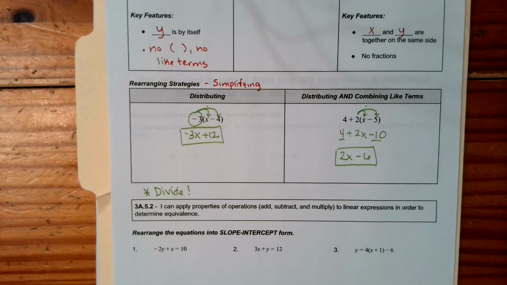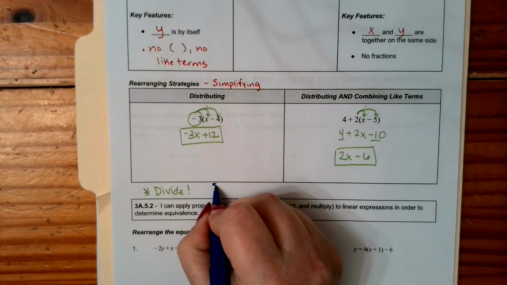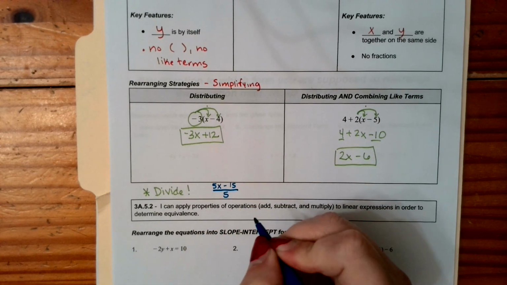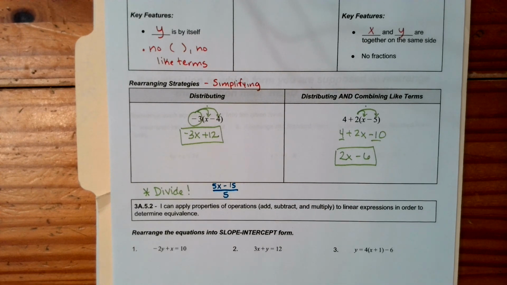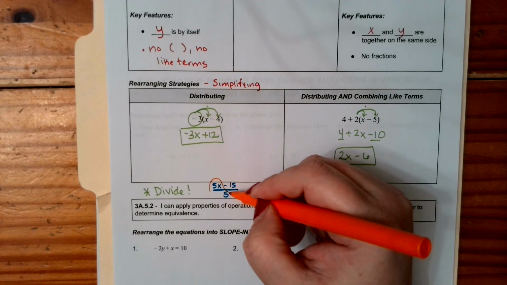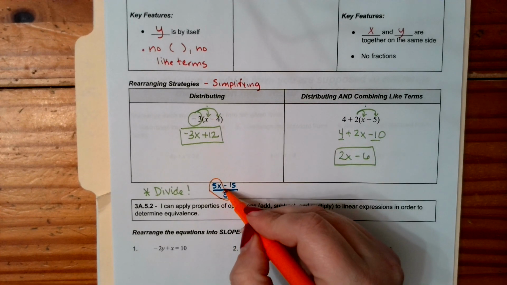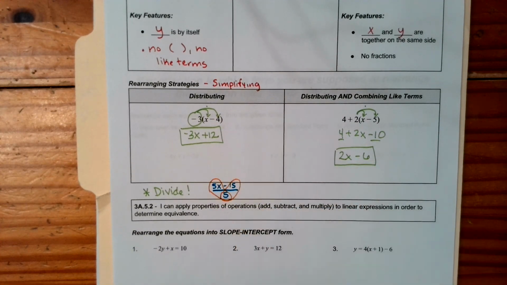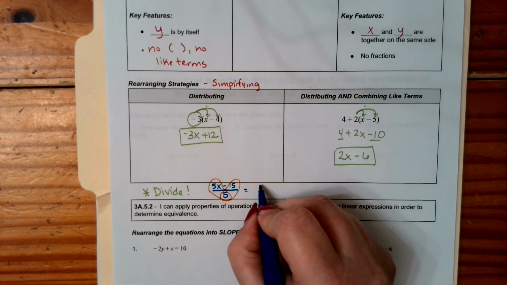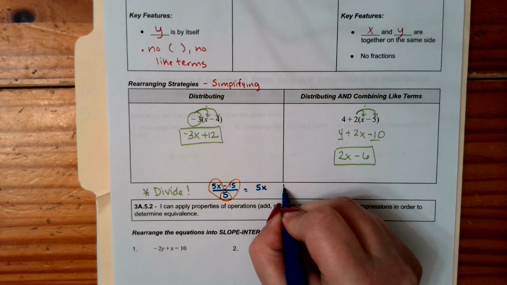So let's say we have something that looks like this. Let's say 5x minus 15 all over 5. If we look at this, we can see that because there's a fraction, hopefully we can simplify it down by dividing. So we could do 5x over 5, and then we can do 15 over 5. We're going to end up taking the numerator of our fraction, which in this case is the 5x and the 15.